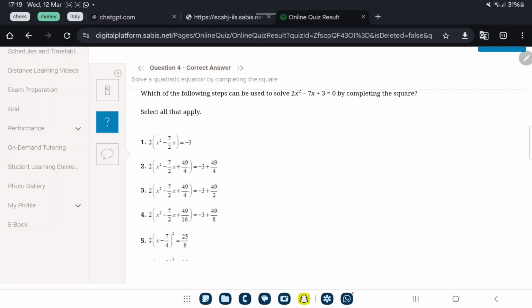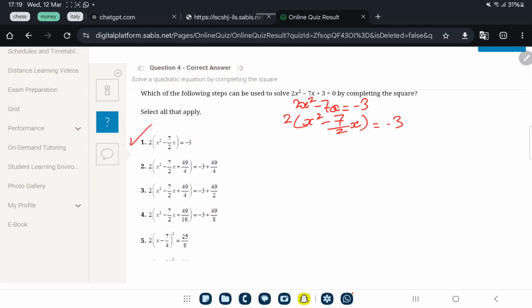This question is another one about the steps for completing the square. 2x squared minus 7x plus 3 equals 0. First, we move the 3 to the other side, so it's 2x squared minus 7x equals minus 3. So we got the first step. And then we factor out the 2, so it's 2 times (x squared minus 7 over 2 x) equals minus 3. We got step 1, so step 1 is correct, same exact thing.